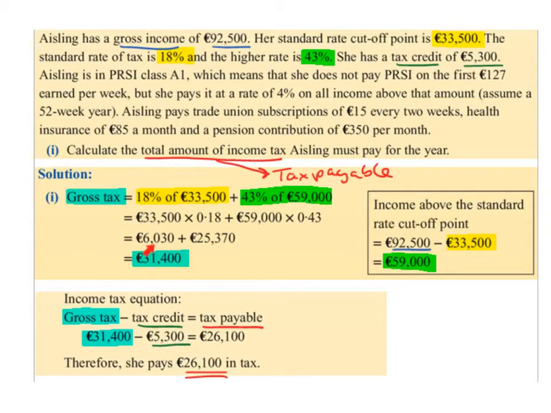We get €6,030 plus €25,370, which gives us €31,400. So this is her gross tax, which is before we subtract tax credits. Remember, we want her tax payable, the tax she does pay. So the income tax equation is gross tax minus tax credit equals tax payable. So gross tax €31,400 minus the tax credit €5,300 given in the question leaves us with €26,100. Therefore, she pays €26,100 in tax. This is the tax payable.